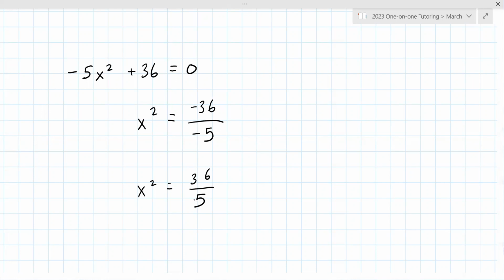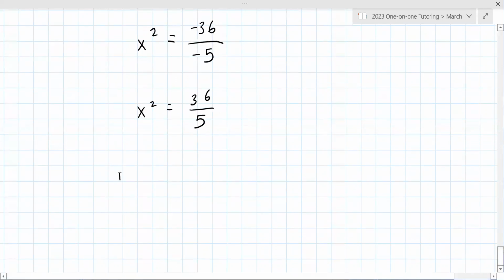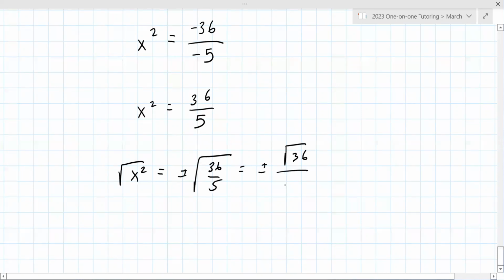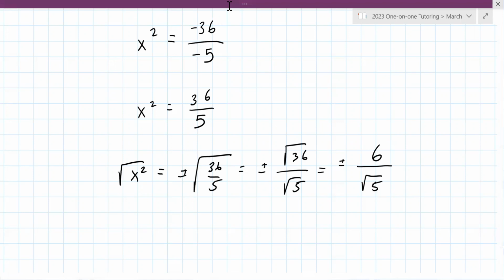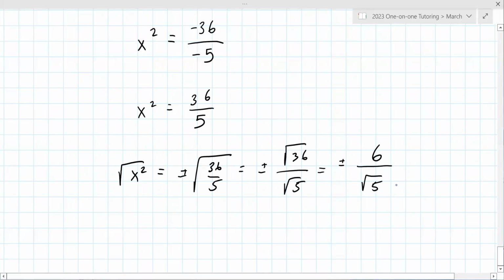And then you rationalize it. Well, you've got to take the square root of both sides, top and bottom. So it's plus or minus the square root of 36 over the square root of 5. So the numerator is 6 and the denominator is the square root of 5. And then you can't really simplify that.